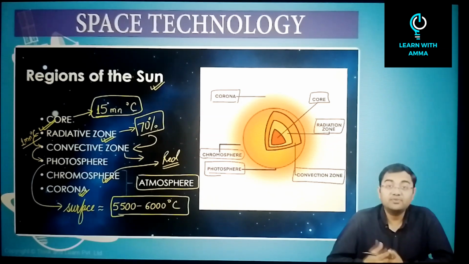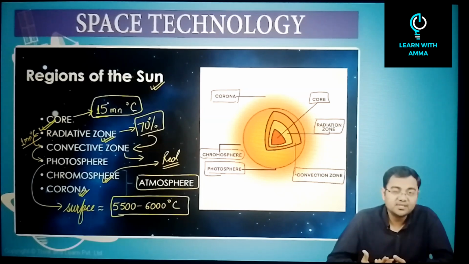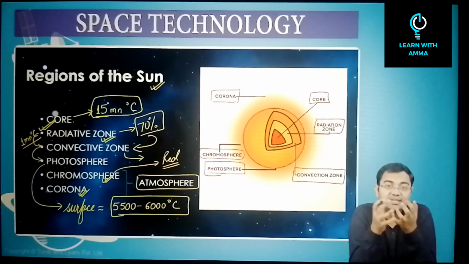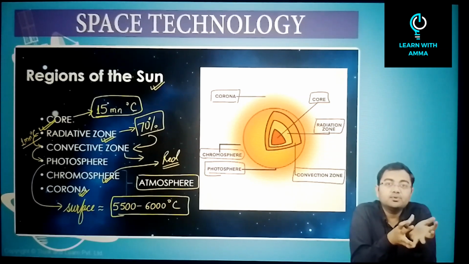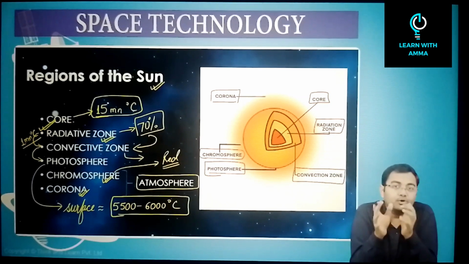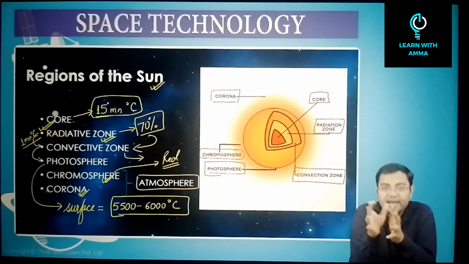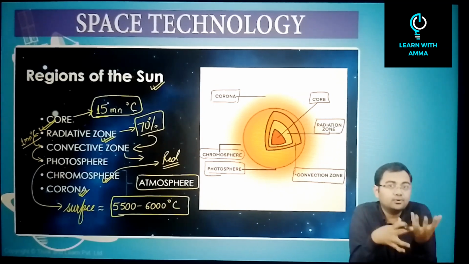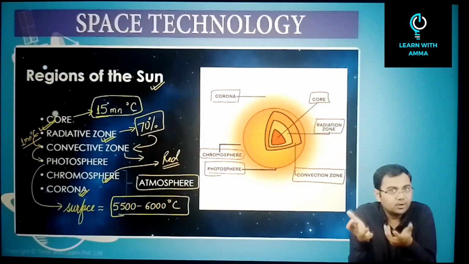But whenever you have solar eclipses, the ring-like structure that you see for the sun is basically the chromosphere and the corona. So the chromosphere is only visible at the time of solar eclipse. Otherwise, because of the brightness of the photosphere, the chromosphere is not visible.